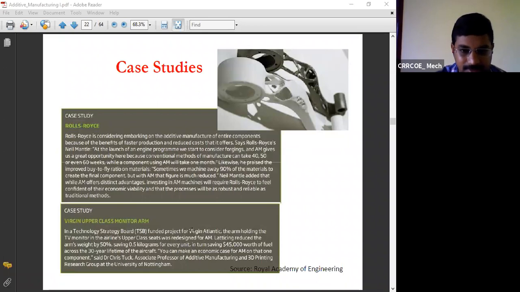See, a project of Virgin Atlantic: the arm holding the TV monitor in the airline's upper class seats was redesigned for AM. See, in the airlines, again aerospace applications. Here also they have taken aerospace applications. Most of the time these particular techniques are used for commercial applications. Why? Because human comfort and human safety are the important parameters.